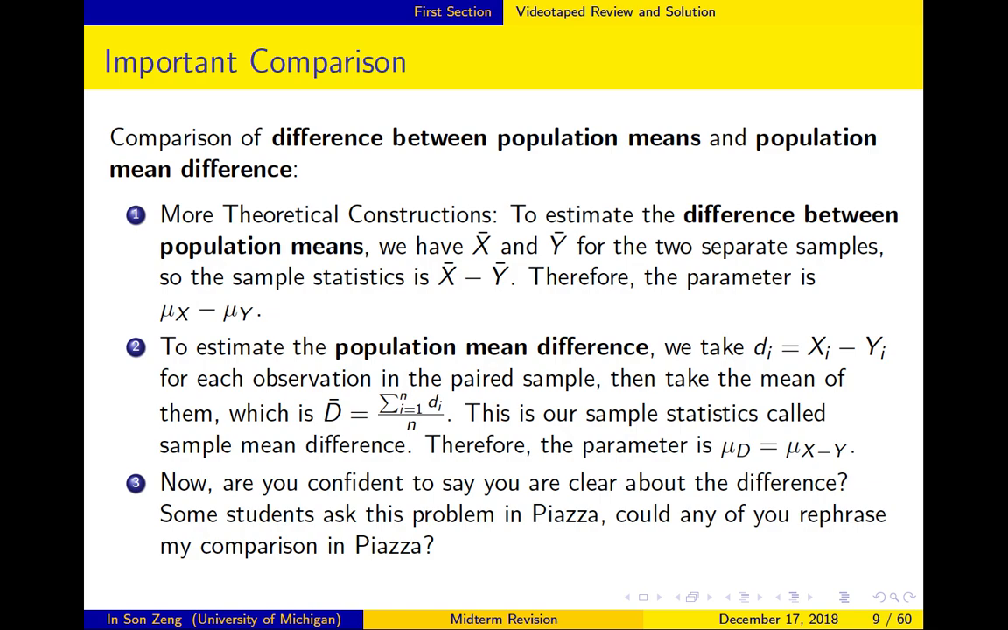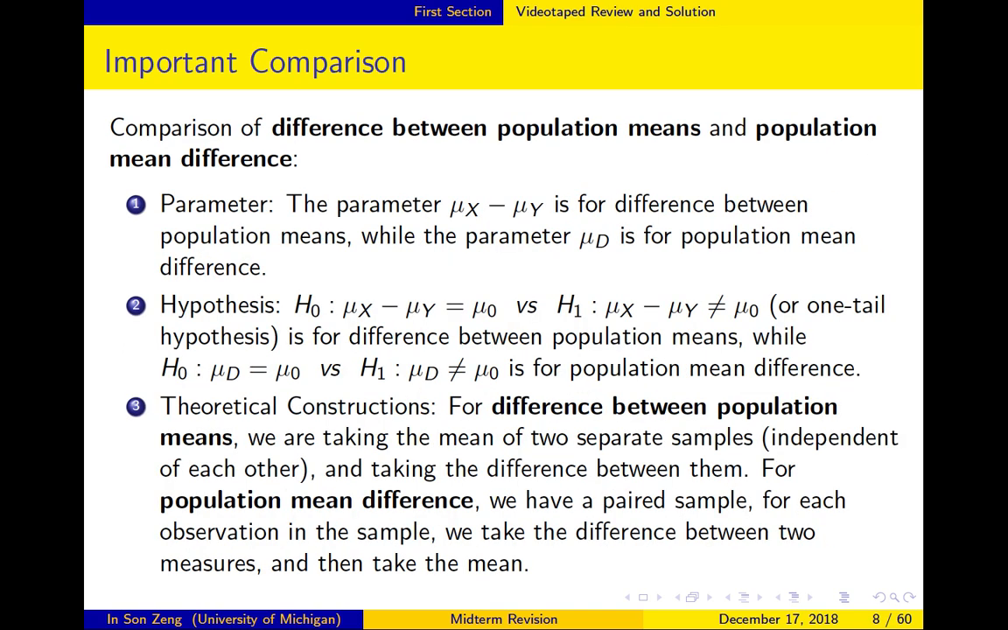So let us talk about how we could express those concepts. To estimate the difference between population means, we have the x bar and y bar for the two separate samples. And then the sample statistic is x bar minus y bar. So those are the sample statistics. But now we should define our parameter. The parameter for x bar should be mu x. The parameter for y bar should be mu y. So the parameter is mu x minus mu y, which is the one we defined here.